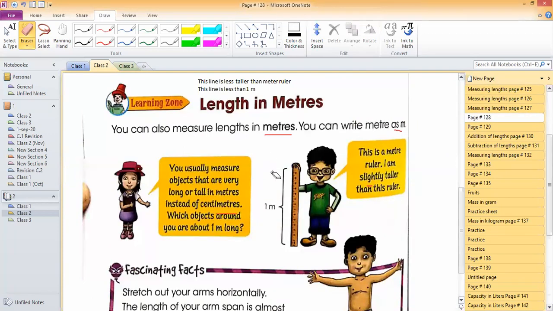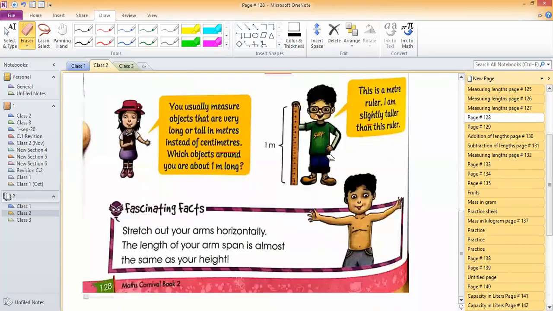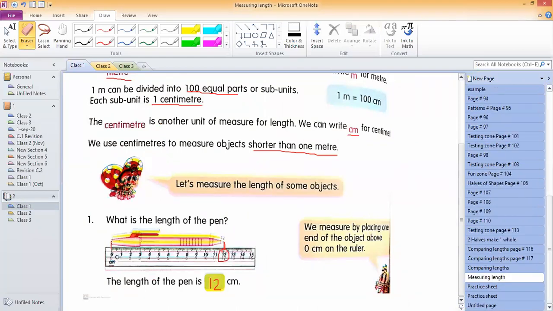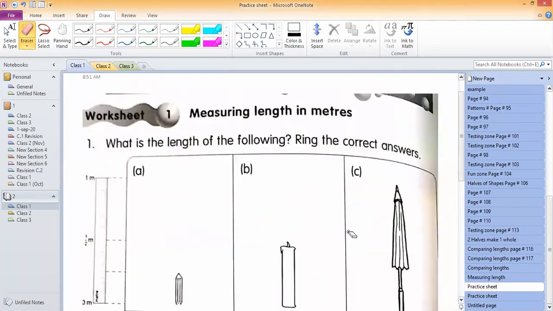As I told you guys, for shorter objects you use centimeters, but for objects which are taller or longer you use a meter ruler. So guys, this is a meter ruler. The whole ruler is equal to 1 meter. Now we will do some practice measuring length in meters. Guys, these are the worksheets. I will upload these worksheets in Classera course material once we finish this topic, and inshallah you will complete all of this worksheet by yourself also.